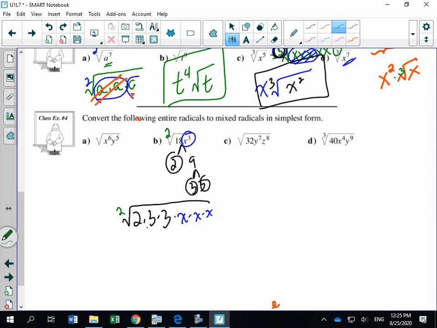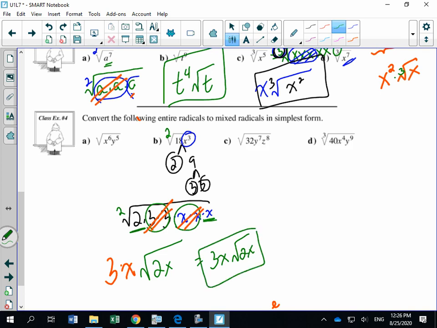That tells me to circle pairs. For every pair, take out a number and a letter for every pair. What's left over is my radicand. So 2 times x is 2x. So my answer is really 3x root 2x. That simple.